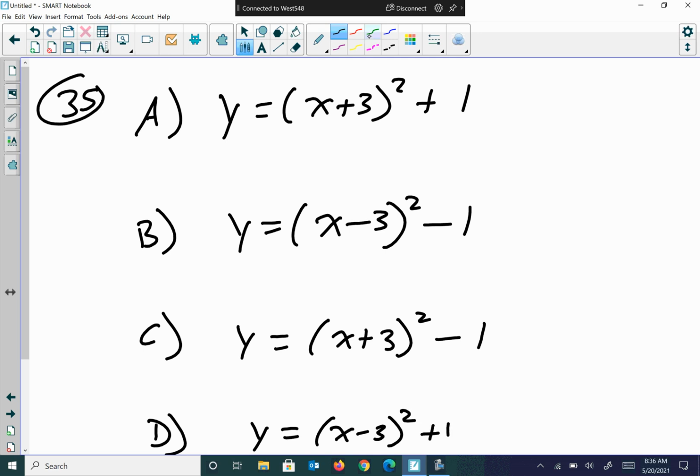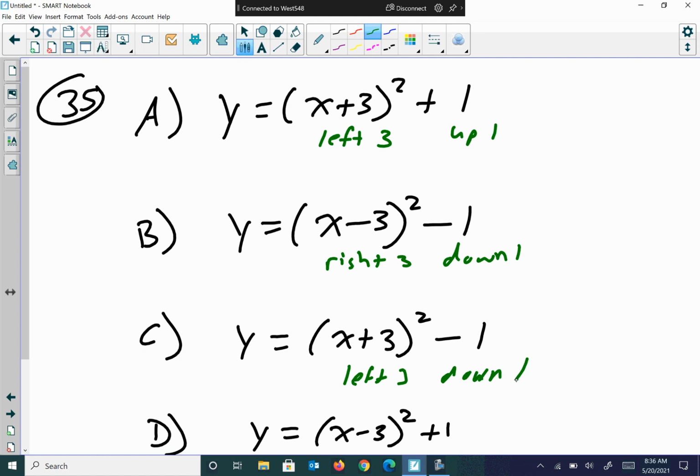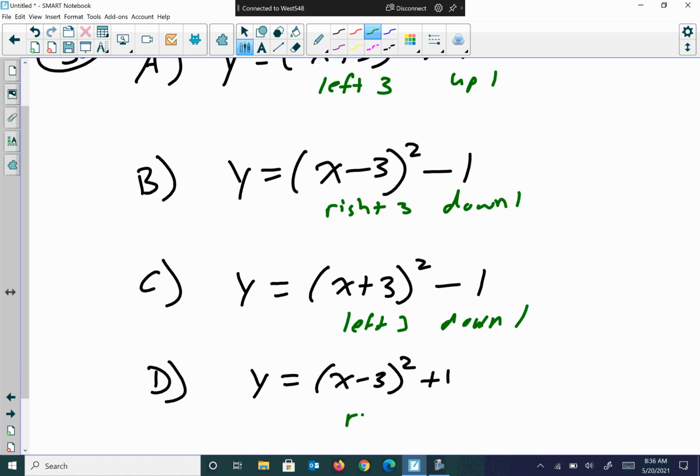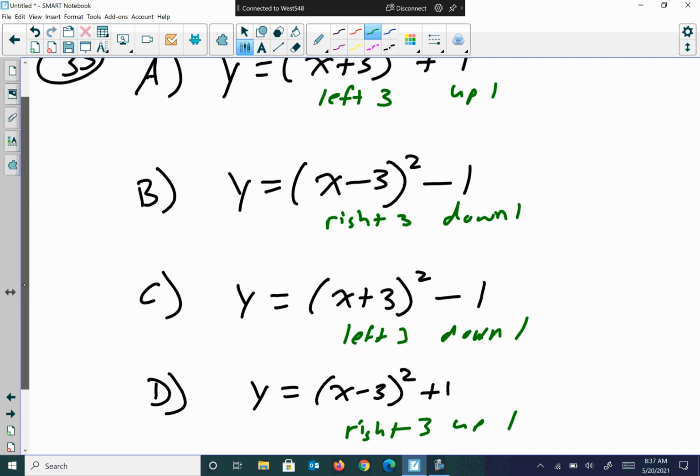All right, so this problem will go left 3, up 1, and that's for the vertex. This will go right 3, down 1. This will go left 3, down 1, and this one will go right 3, up 1. Okay? Now, how did I get those?